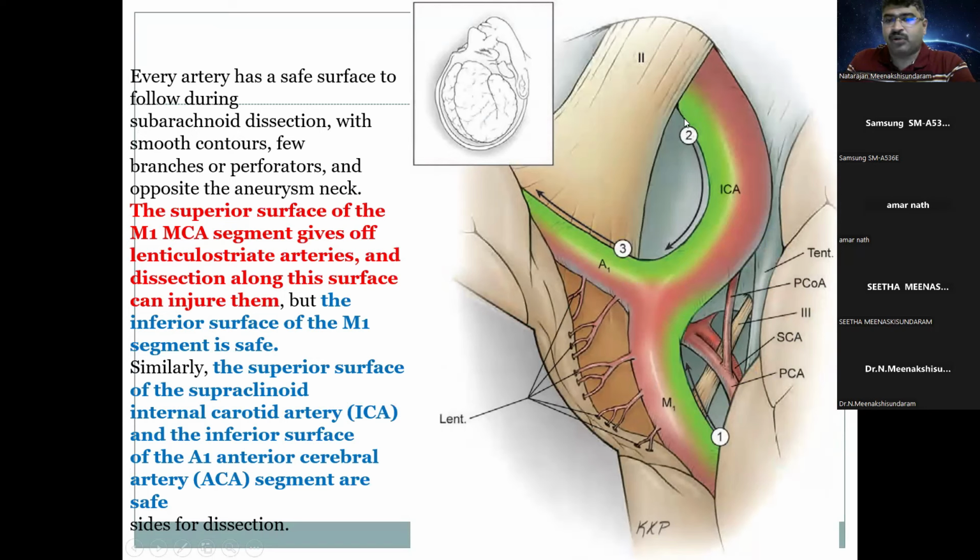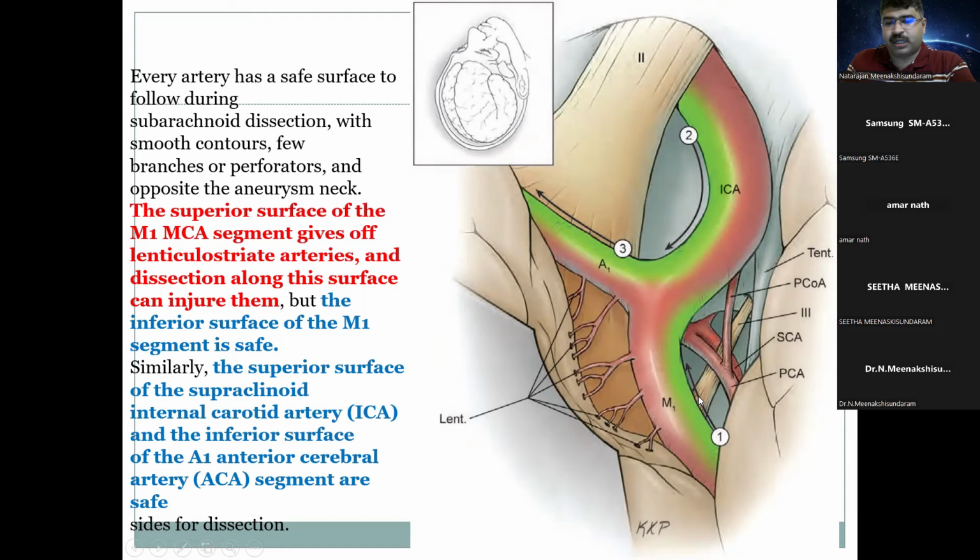So you can have a good dissection along the medial border of the ICA, or in other words, the optico-carotid system. This is the optic nerve, this is the ICA. The dissection along the optico-carotid system is a safer thing. There will be no branches at this point. And then the inferior border of the A1 ACA also has no branches. So you can go along the medial border of the ICA and then the inferior border of the A1 ACA. These are some safe areas.